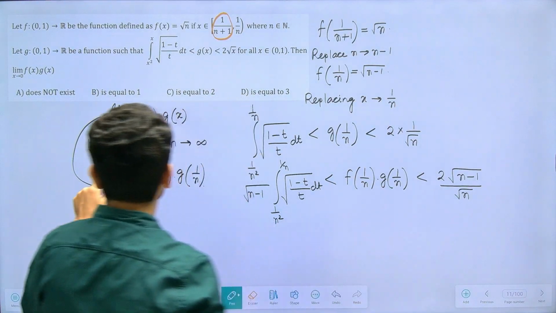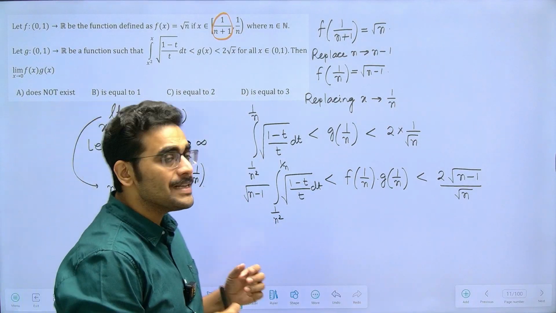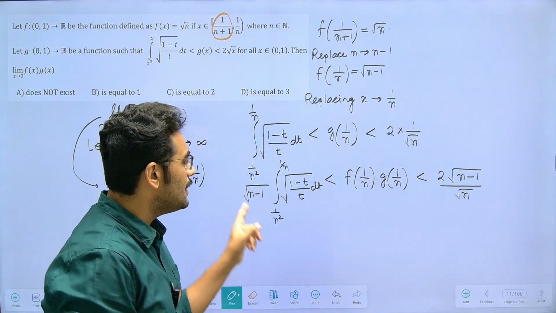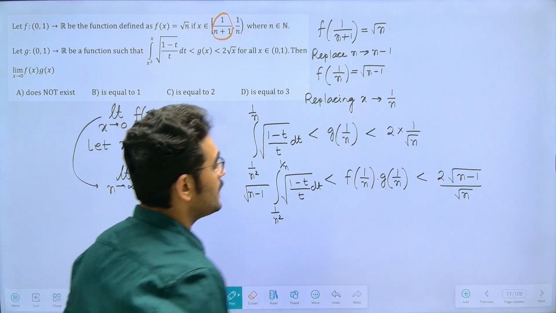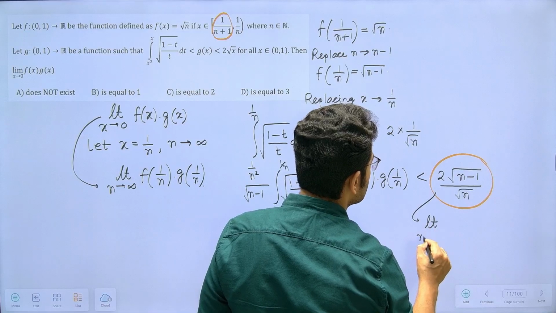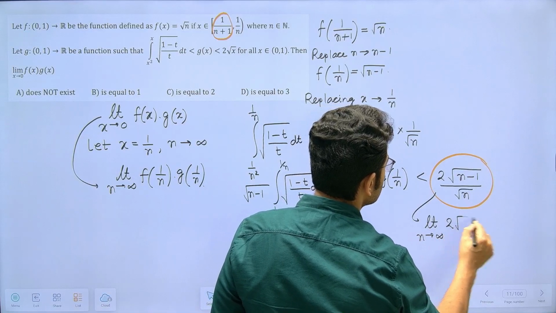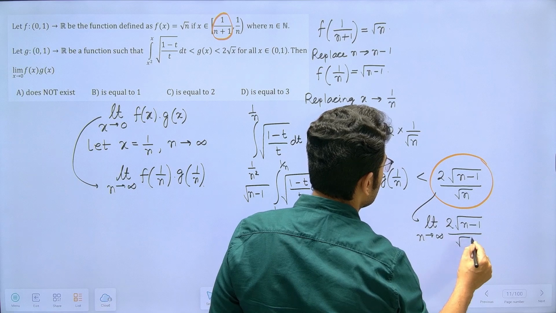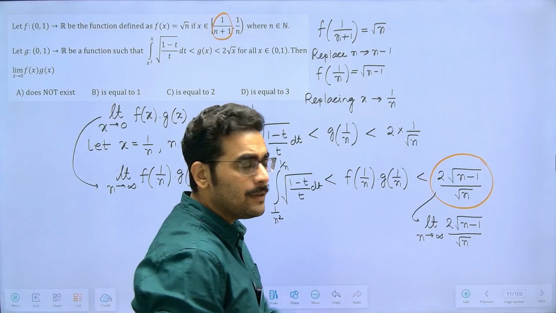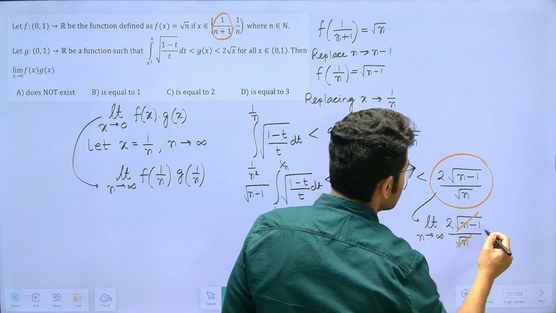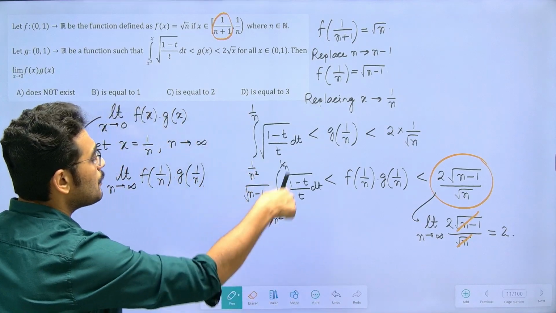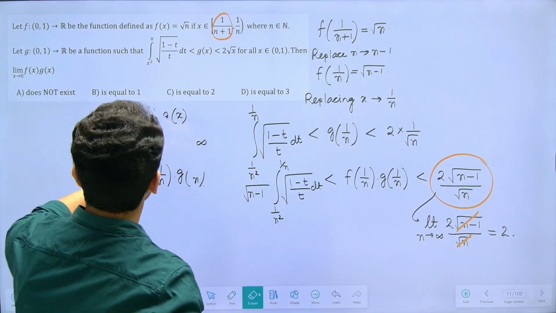Now, as n tends to infinity, can we think of applying the Sandwich theorem? That is, let us find out the limit of the upper bound and the limit of the lower bound as n tends to infinity. For the upper bound, limit n tends to infinity of 2 times root n minus 1 upon root n. As n tends to infinity, root n minus 1 and root n are comparable. They are almost the same, so they will cancel out to give the ratio tending to 2. The limiting value is 2. And what about the lower bound?